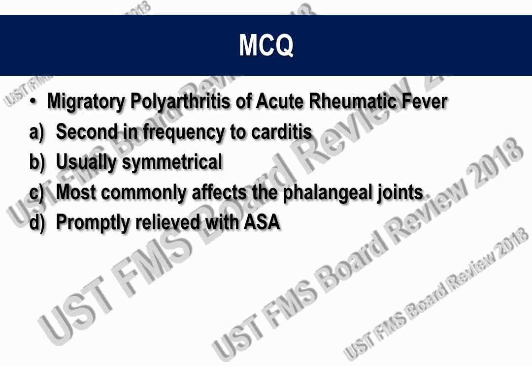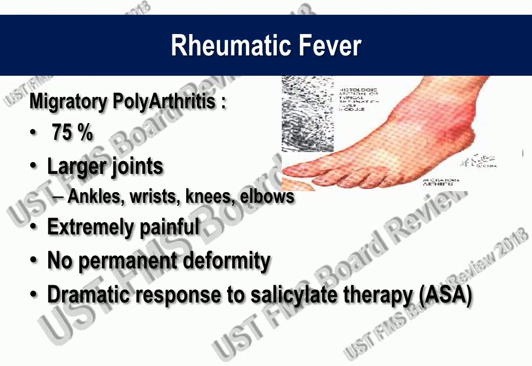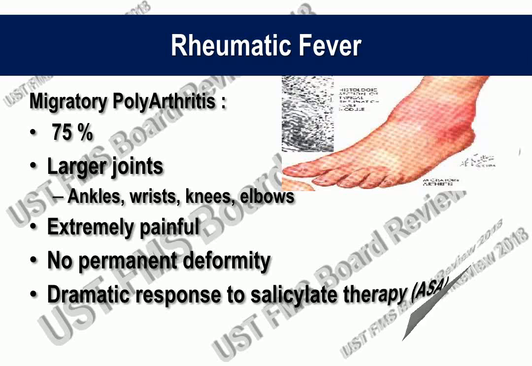So the particular characteristic of this major criteria is that it is promptly relieved with aspirin. Yeah? So there's actually a dramatic relief with this particular anti-inflammatory agent. So this polyarthritis occurs in 75%. In fact, it's even more common than your carditis. It involves the larger joints, your ankles, wrists, knees, and elbows. Extremely painful but does not cause any deformities. And it has a dramatic response to your salicylates.